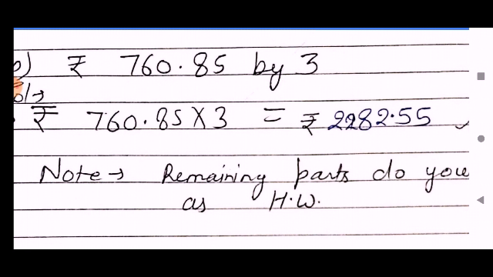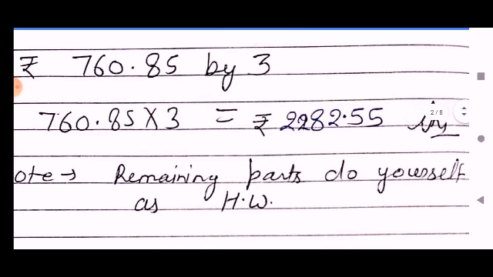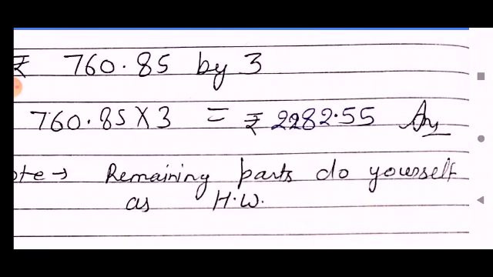Next we have to multiply 3 by 6. 3 6s are 18. We write 8 and the carry is 1. Now we multiply 3 by 7. 3 7s are 21. 21 plus 1 is equal to 22. The answer we have got is rupees 2282.55. How will we read this answer? We will read it as 2282 rupees and 55 paise.